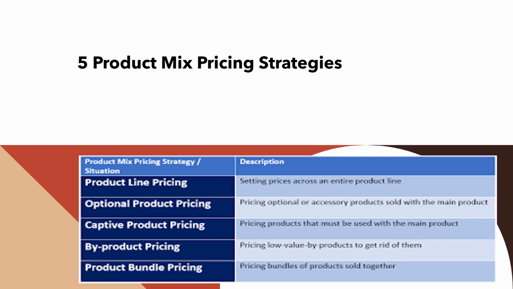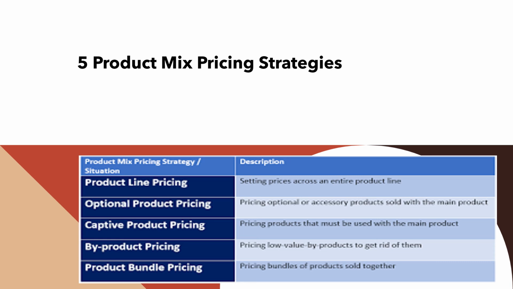There are five product mix pricing strategies. Product line pricing is one. Since firms usually develop product lines rather than single products, pricing plays a decisive role in product mix pricing strategy. Second is optional product pricing.